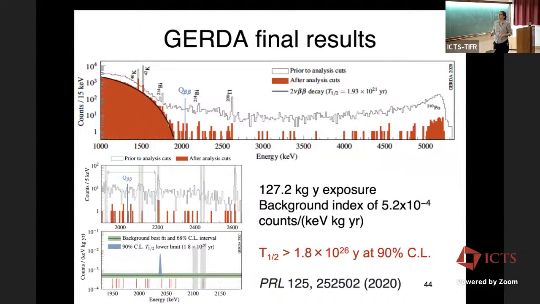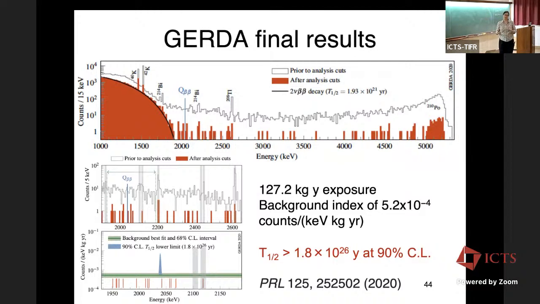And this is their final result. So they wrapped up and they published their final result in 2020. They had 127 kilogram years of exposure. You can see that they are doing some background suppression. So if they just took their spectrum, they would have quite a bit of background. And this is their region of interest here. So they're able to do some active background rejection.